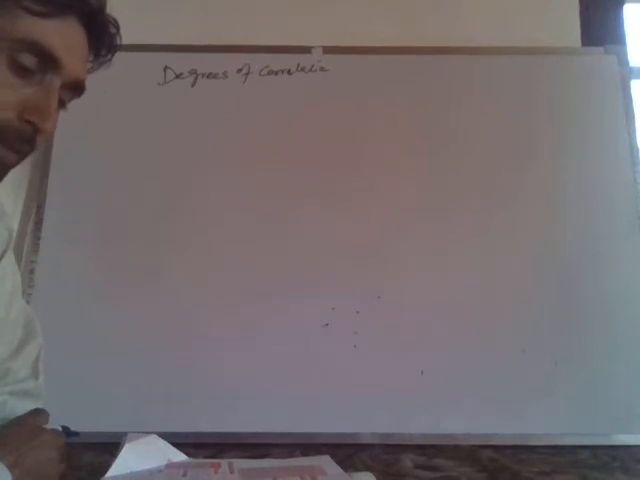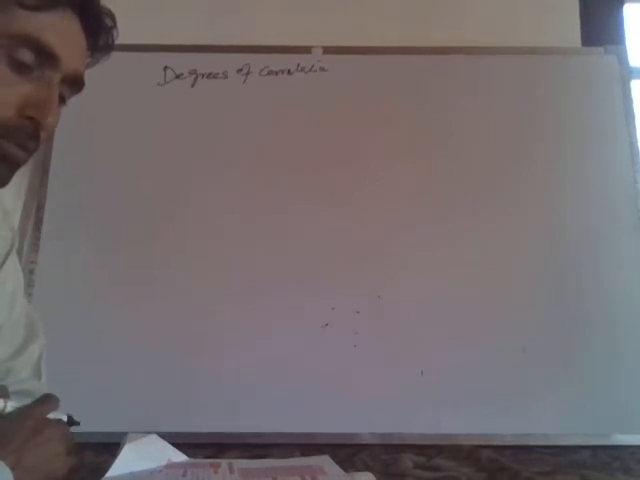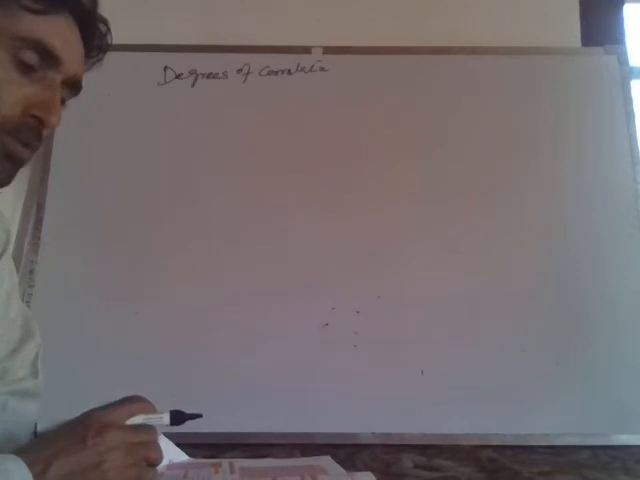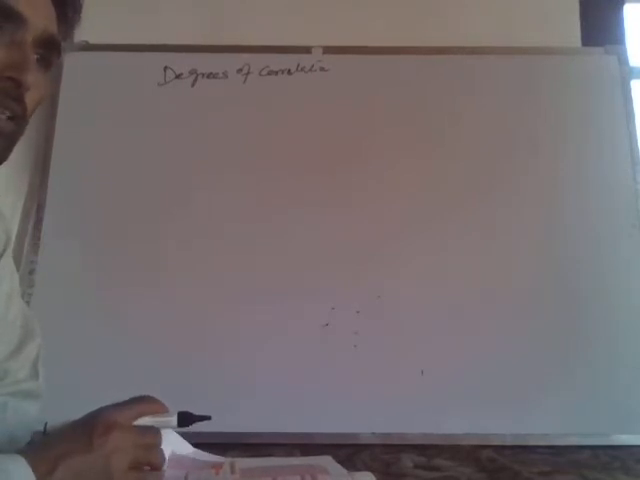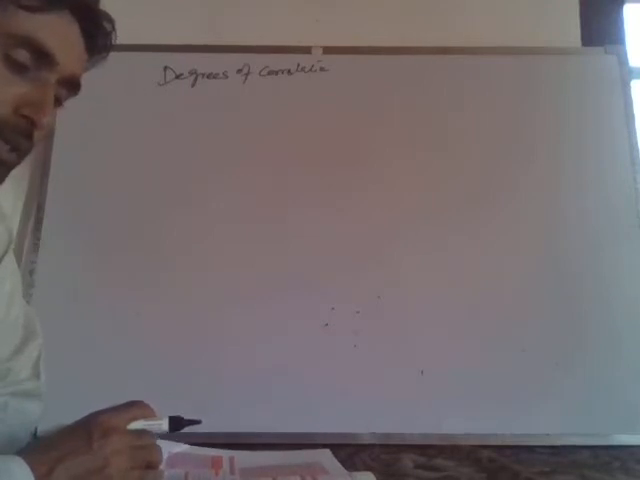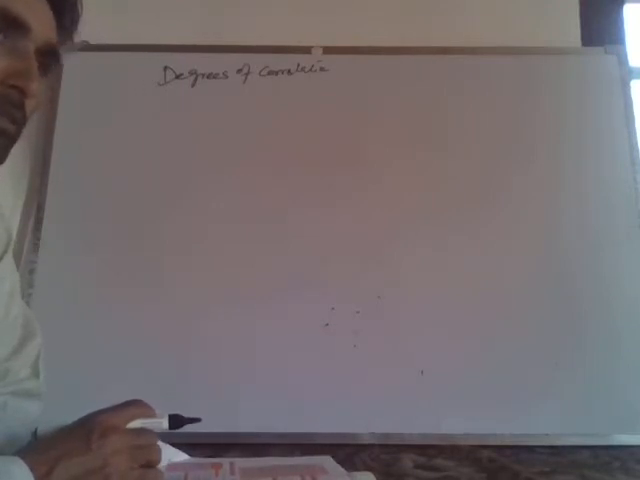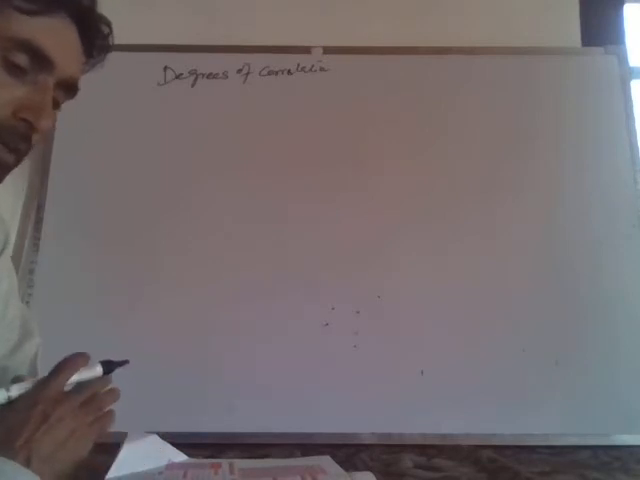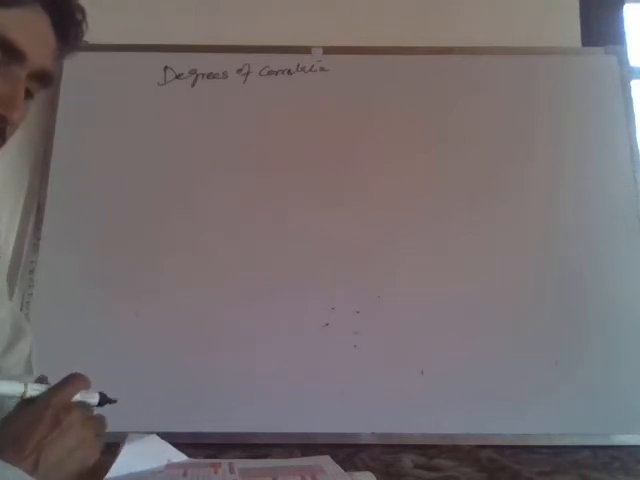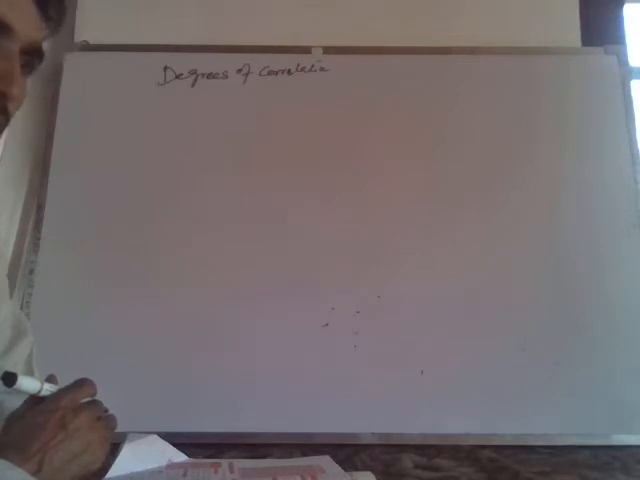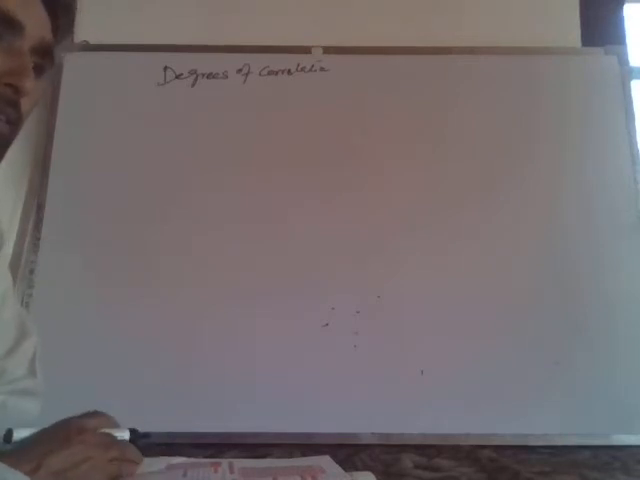Basically, we know that correlation is relationship between two variables. When two variables change in the same direction, that is positive correlation, and when they move or change in the opposite direction, that is called negative correlation. From this we have degrees of correlation. What is the value of correlation and what does that value show us?